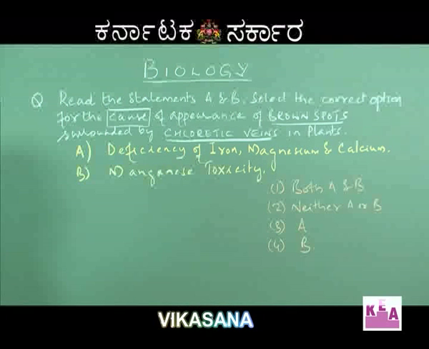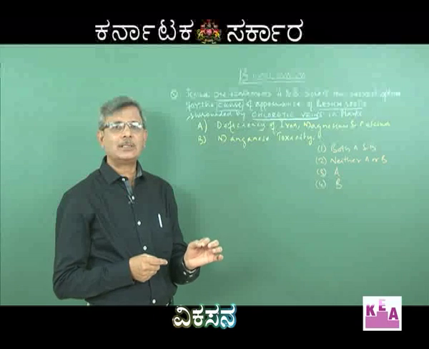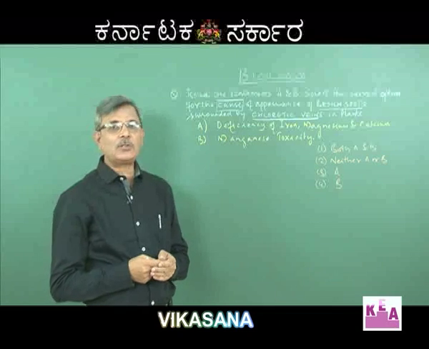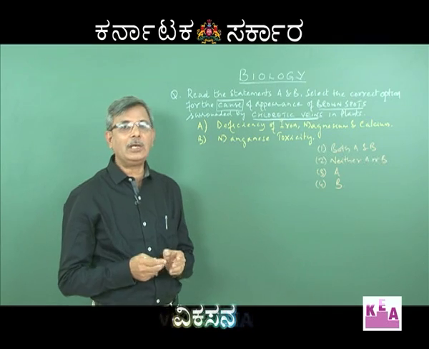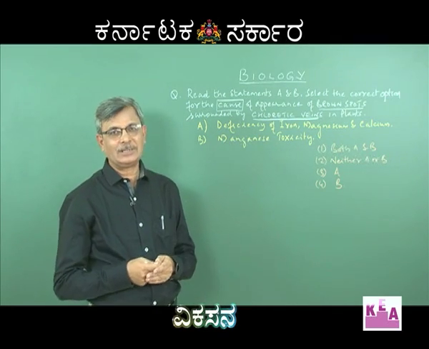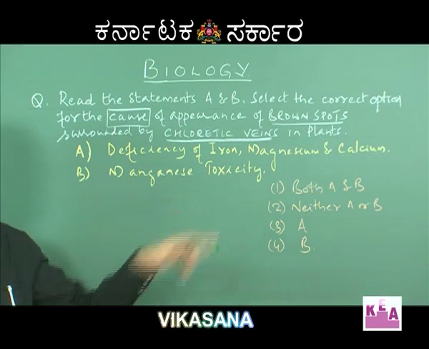When you talk about micronutrients, which are called trace elements, they are required by plants in less than 10 millimoles. We call them micronutrients or trace elements. When the trace elements are moderately less than what is required, it leads to deficiency with clear symptoms. If it is moderately more than what is required, then it is called toxicity. So, here statement A relates to deficiency, and B relates to toxicity.